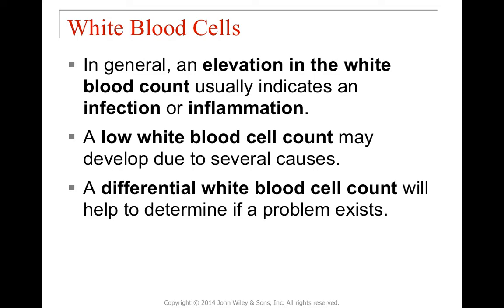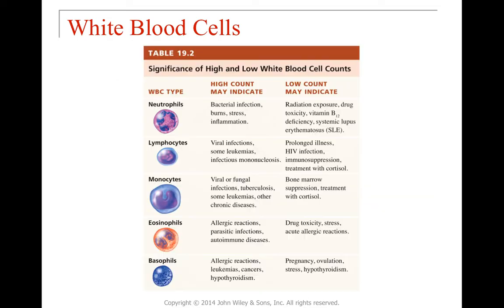So you still want to check out all of the different cell counts to determine if there was a problem, something called a differential white blood cell count. And what that means is you're going to be looking at the ratio of all the different types of white blood cells in the body to make sure that they are at normal levels. So as I mentioned, these are the different types of white blood cells: neutrophils, lymphocytes, monocytes, eosinophils, and basophils. Now, if we have a high count, that would be indicated in this column. If we had a low count of whatever the cell is, that would be indicated in this column.